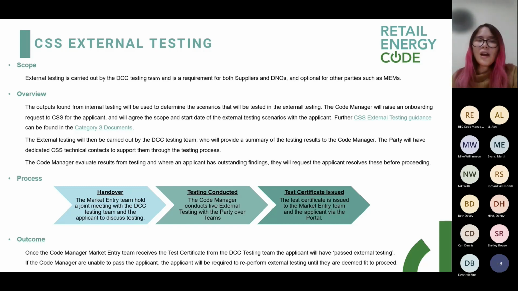Again, similar to our technical services team, they will set up a call with you in advance of your CSS external testing taking place, and they'll run you through what you can expect, any requirements you need to fill in advance of commencing testing, and things like that. Any findings identified during your CSS external testing, again, will need to be resolved prior to you qualifying and may require you to re-perform parts of your CSS external testing. But once you've passed this testing, the market entry team will be issued a report by DCC of your testing outcomes, and that will allow you to progress on to qualifying.